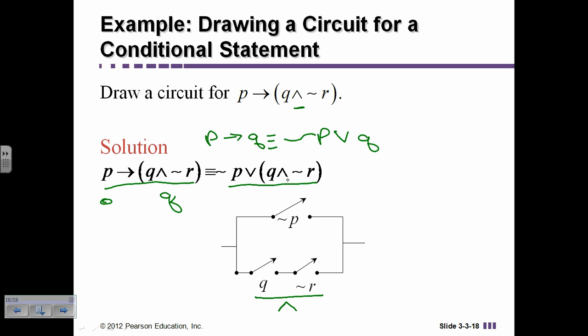So now again, the and symbolism means that I have a series circuit. So I have the series circuit across the bottom. But the or symbol means that I have to have part on top and part on bottom. So this part went on top and all of this went on the bottom, and it's a parallel circuit. And so that's how I ended up with this circuit that you see here.